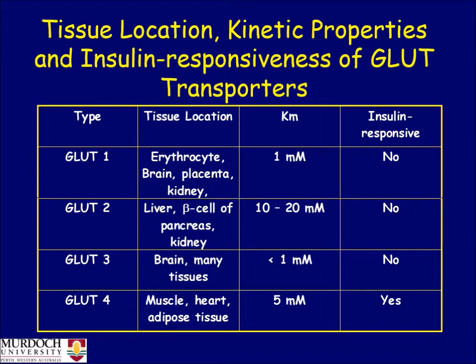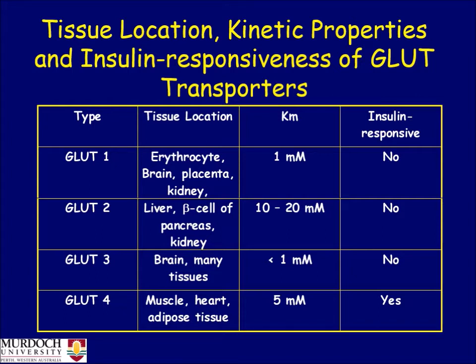The other intriguing thing about GLUT4 is that it's also responsive to insulin. What this means is that when insulin is circulating and binds to its receptors, it will cause GLUT4 to migrate from inside the cell out to the cell membranes, where it will start to actively transport glucose into the cell.